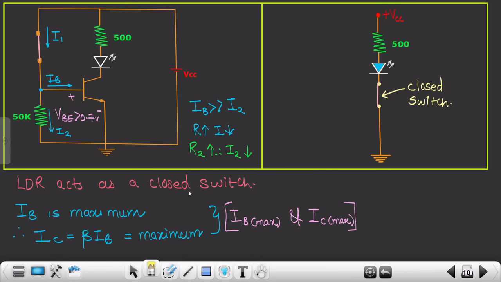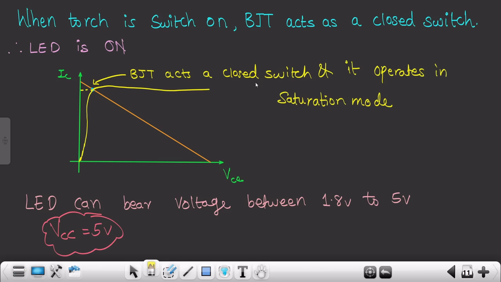So as you can see, the LDR acts as a closed switch. Your IB is maximum, and since your input current is maximum, your output current is also maximum. That means your BJT acts as a closed switch and operates in the saturation mode. So what is going to happen? Your LED is going to be on.